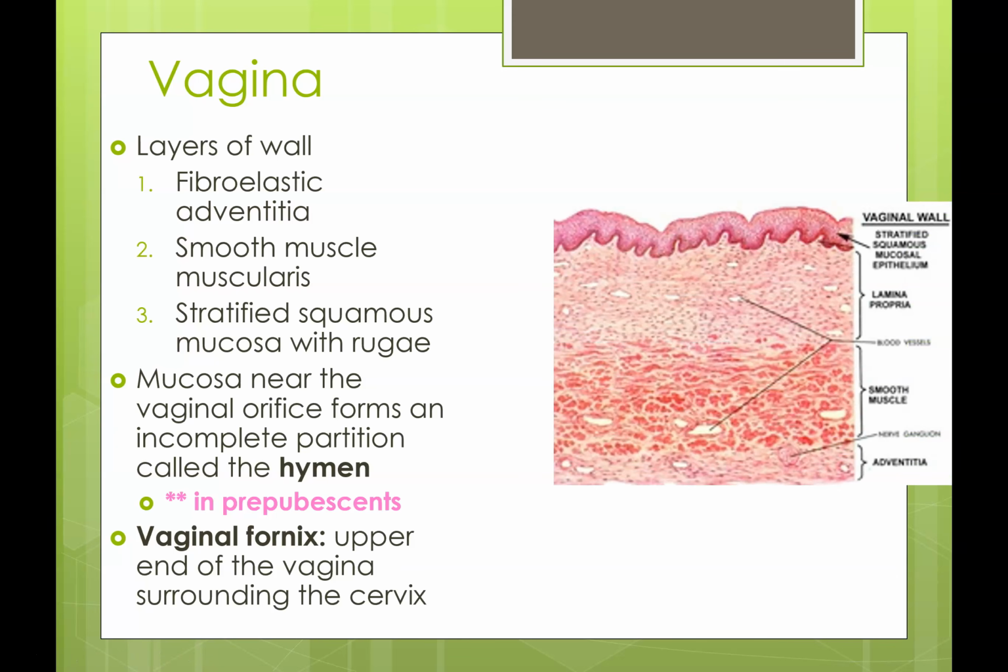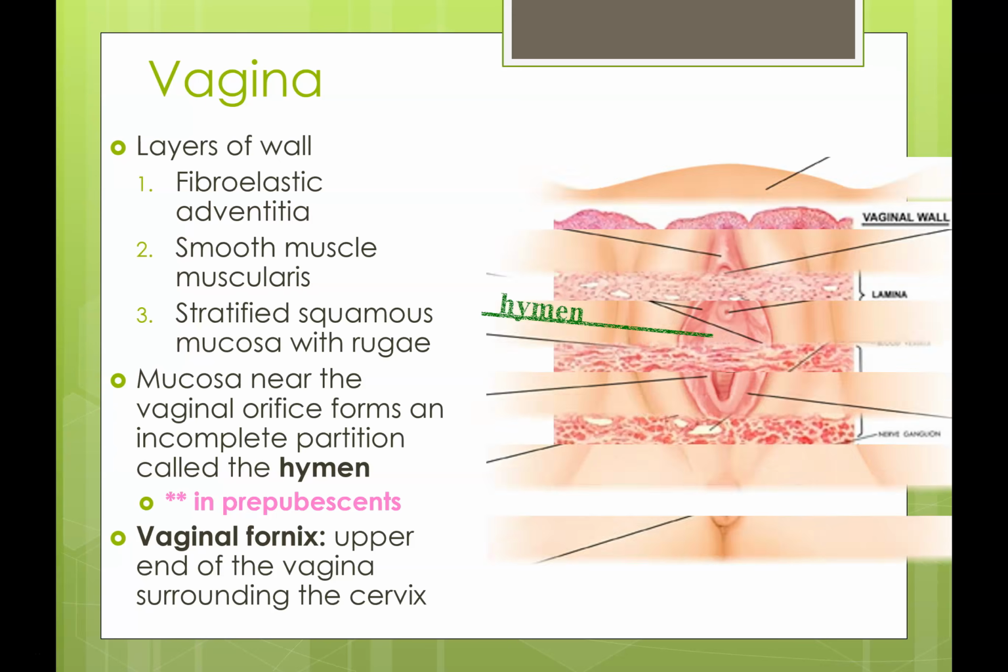If we look at the layers of the wall, we will see a fibroelastic adventitia, pictured down here. We will have a smooth muscle layer and our stratified squamous mucosa with the rugae. In prepubescence, the mucosa near the vaginal orifice will form an incomplete partition, and this is called the hymen. We also have a vaginal fornix.